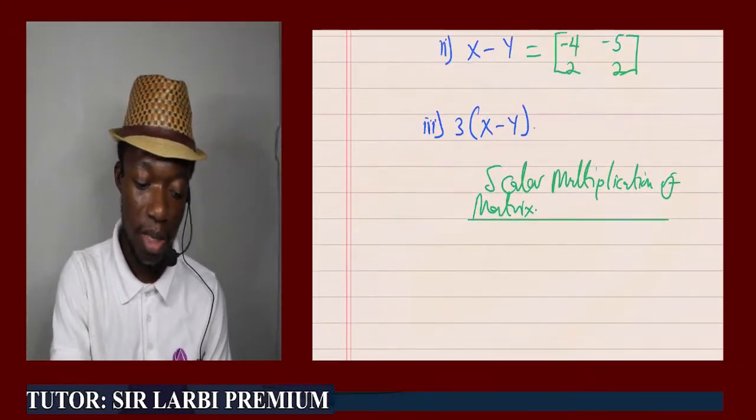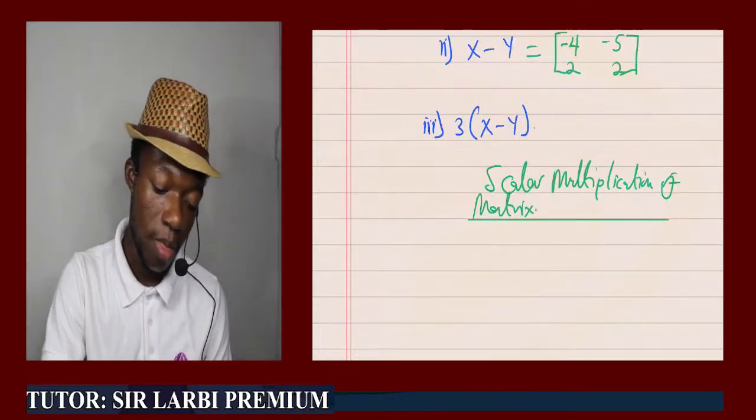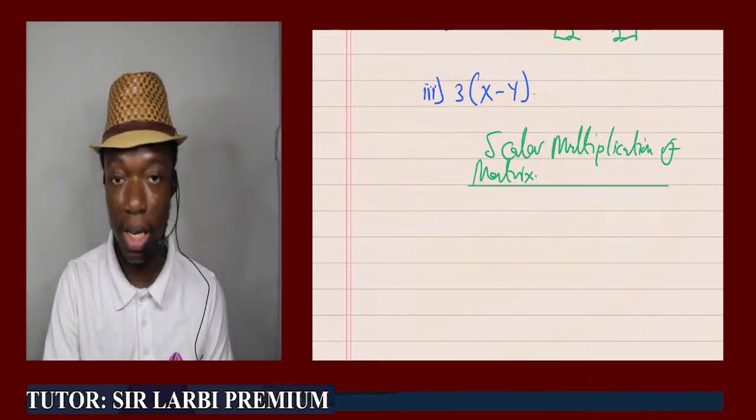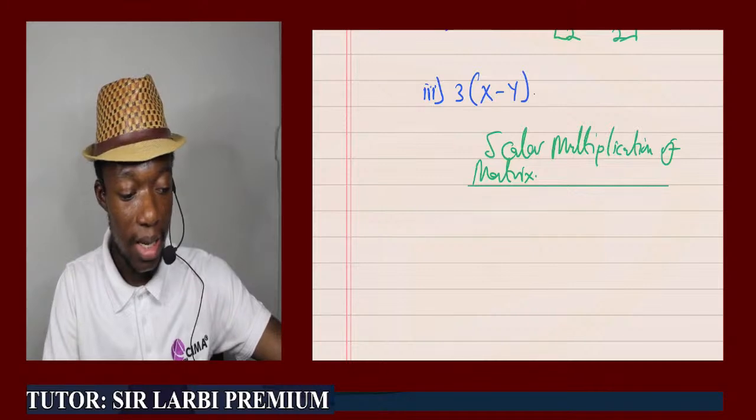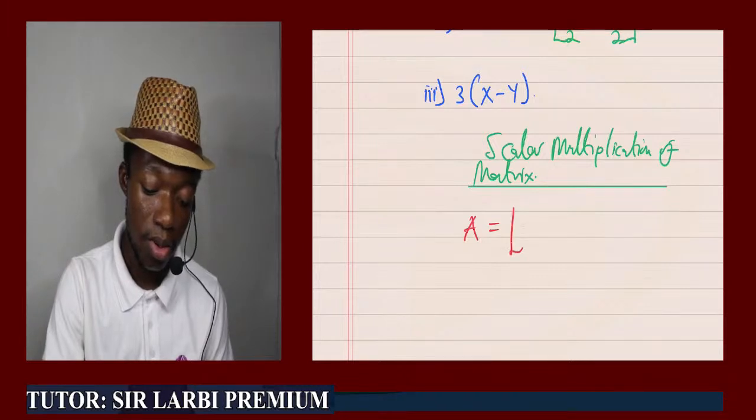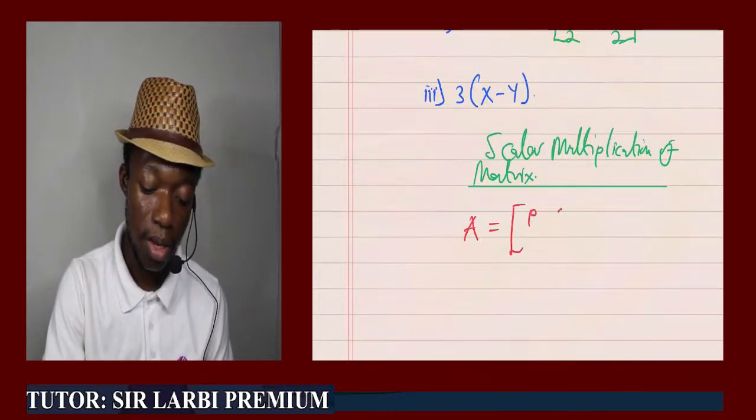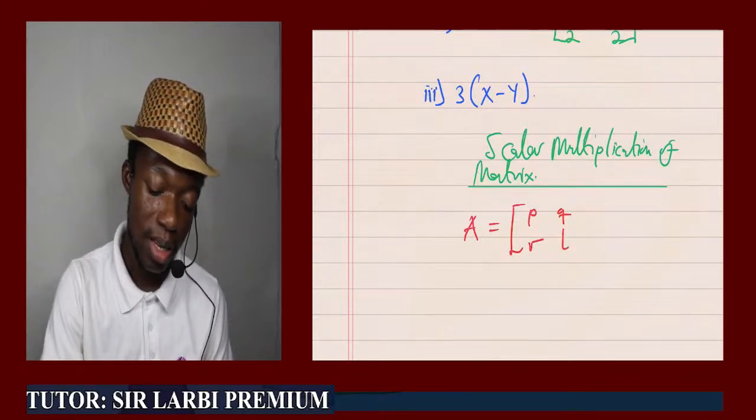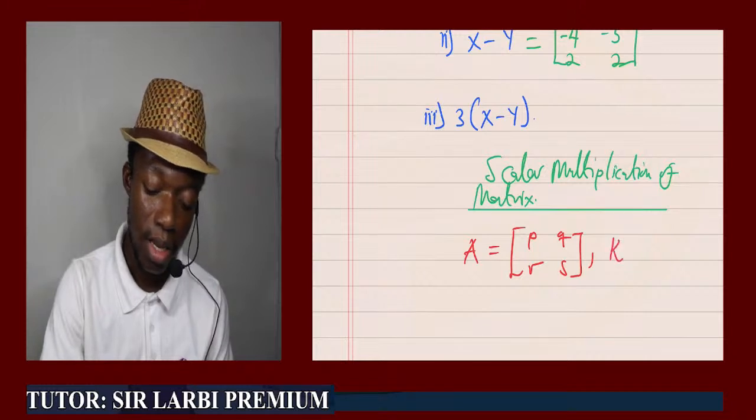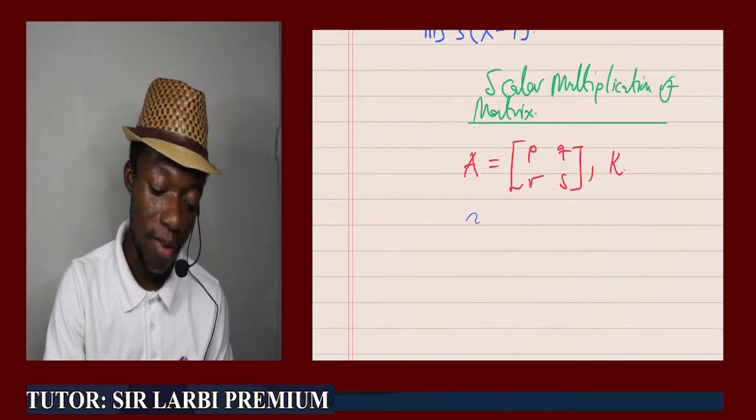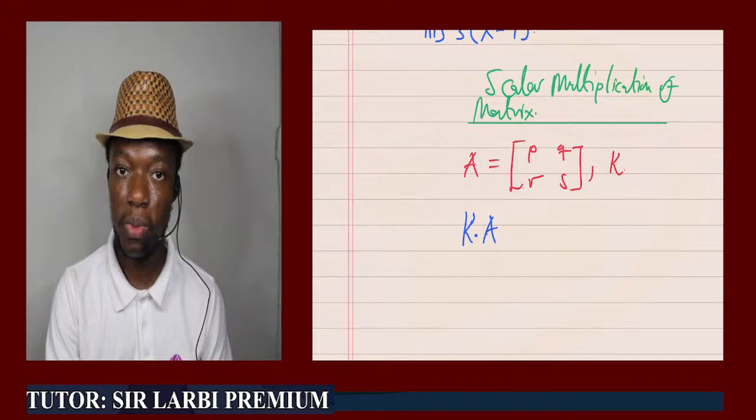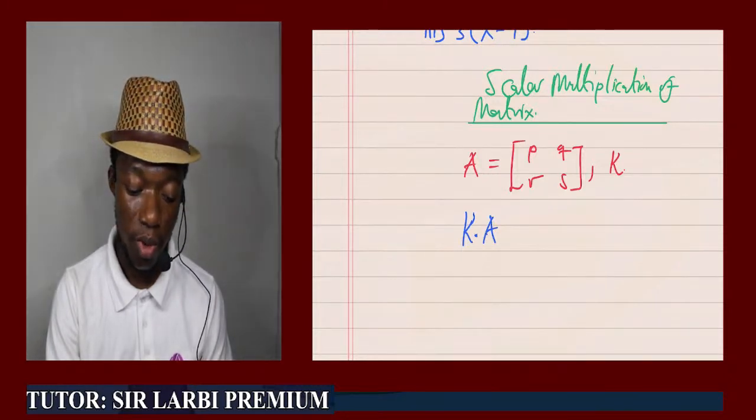Based on our example, let me define the rule first before we come back to link up with the example. By scalar, we can say that if I have matrix A equal to P, Q, R, X, and we have a scalar K, then K dot A means that K should multiply matrix A.